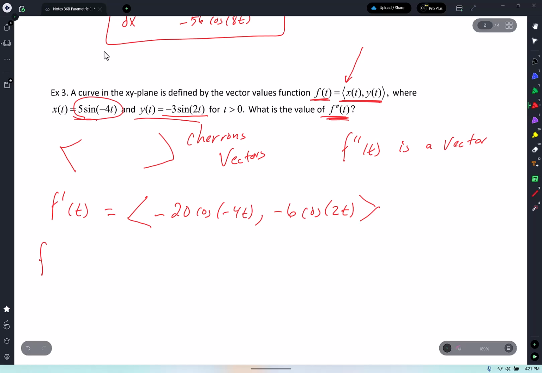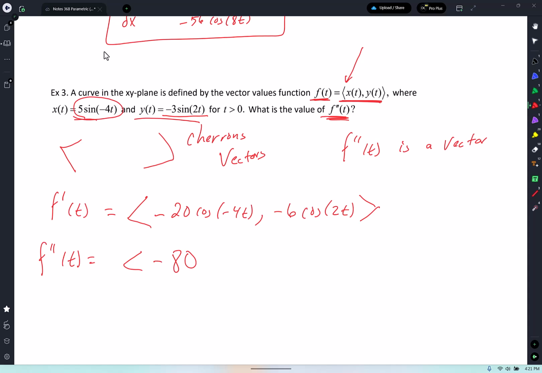Now let's keep going. Let's do another derivative. F prime prime, chevron. What's the derivative of negative 20 cosine negative 4t? Well, the derivative of cosine is negative, so it's going to be positive, but then I'm going to multiply by negative 4. So I think it is negative 80.